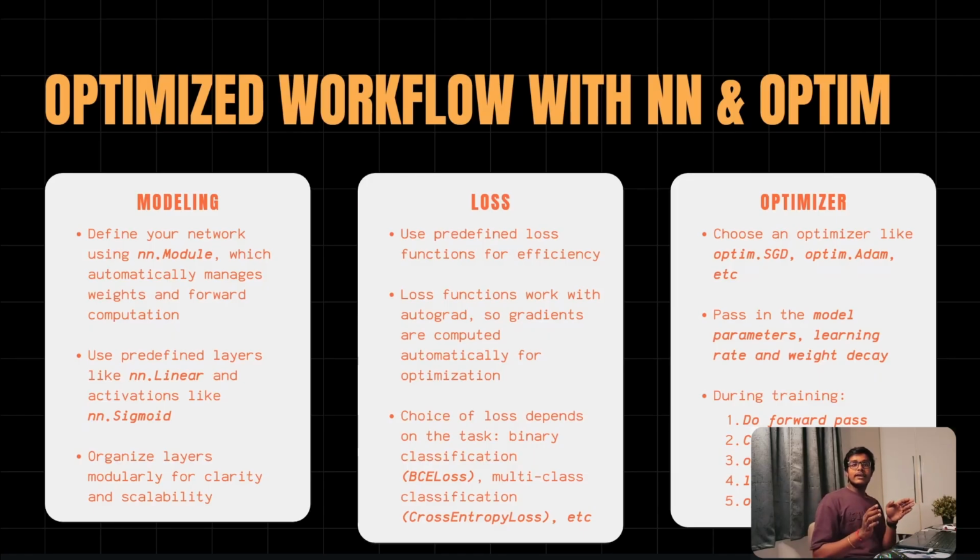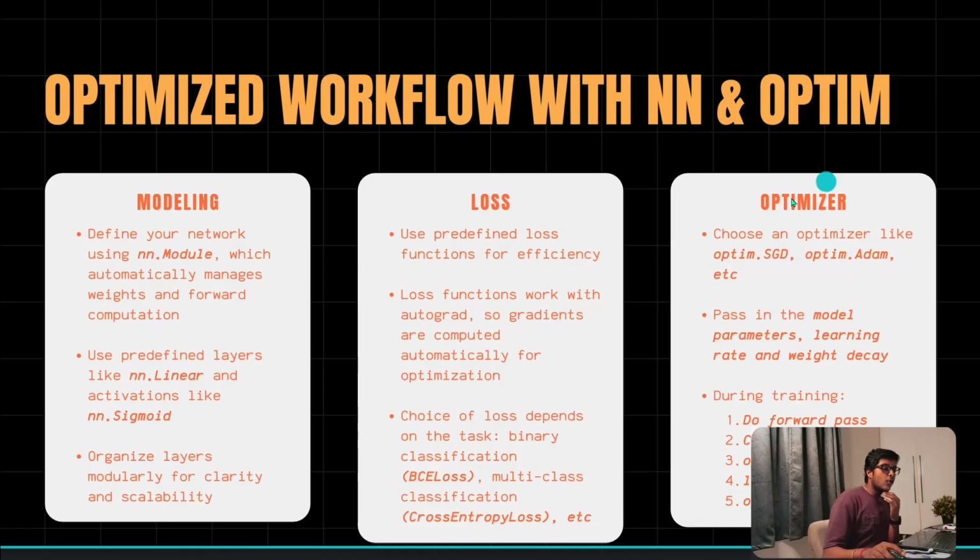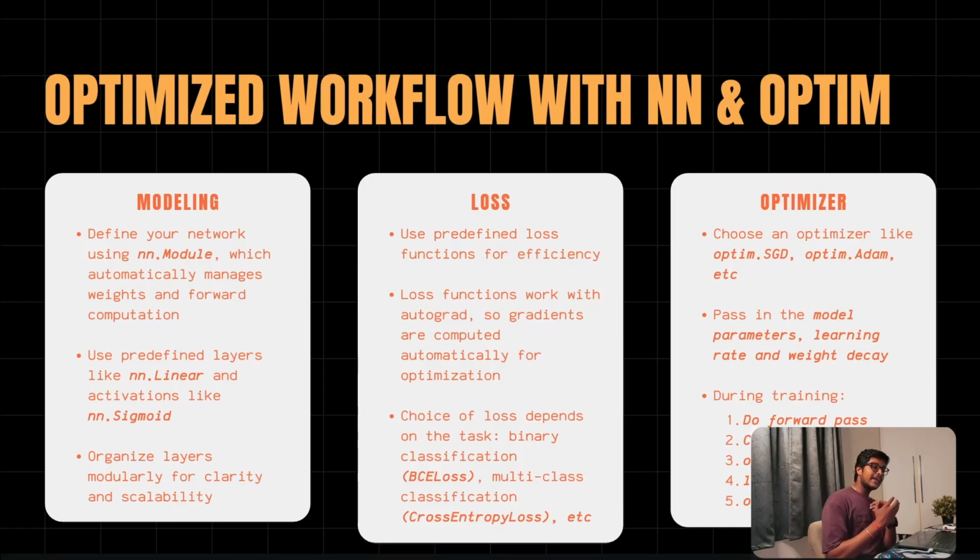And finally, instead of writing our own gradient descent logic, we use the optimizer module and we use one of its optimizers like Adam, SGD, RMSprop, or momentum, anything, to simply update our neural network parameters so that we don't have to take the stress of it.